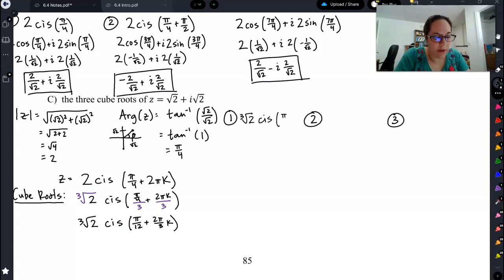is just my regular argument. The second one, I'm going to add onto my argument. And the third one, I'm going to add onto my argument twice.